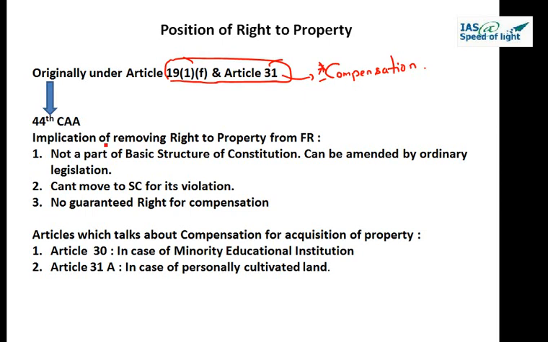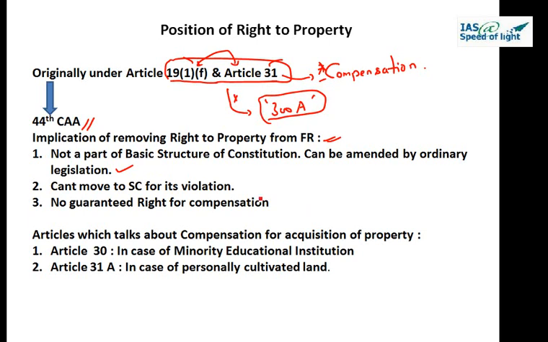Now, what this 44th Constitution Amendment Act did is it removed these two articles, and it placed the right to property under Article 300A with the heading right to property. Still, it remains a constitutional right, but it is outside of Part 3, so it is not a fundamental right. Let us see some of the implications of removing the right to property from fundamental rights. Now, it is not a basic structure of the Constitution and it can be amended by ordinary legislation. So this is one of the straightforward implications.